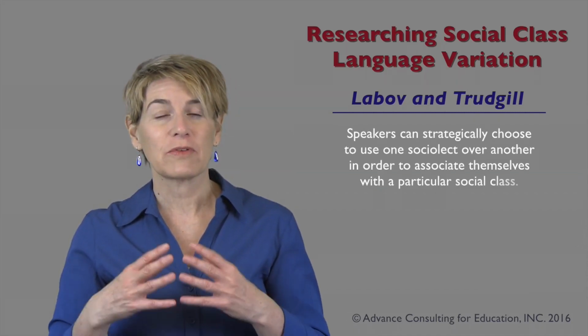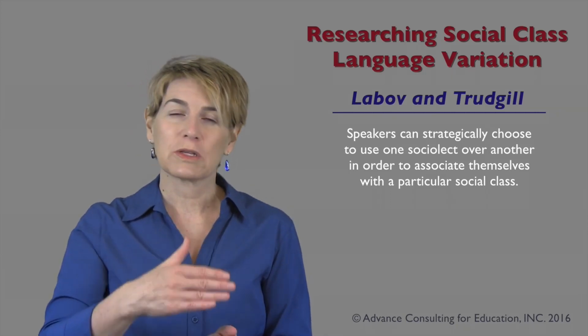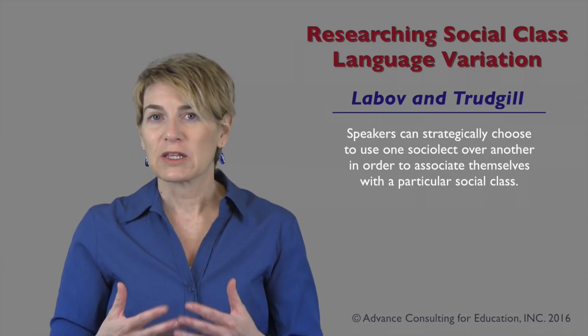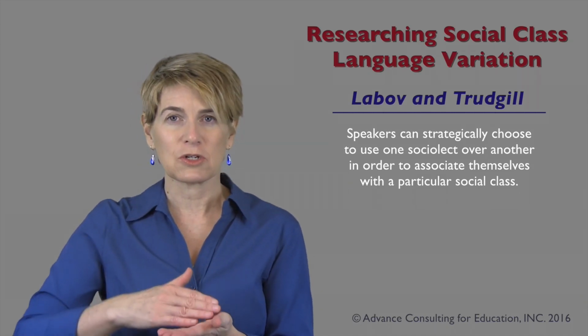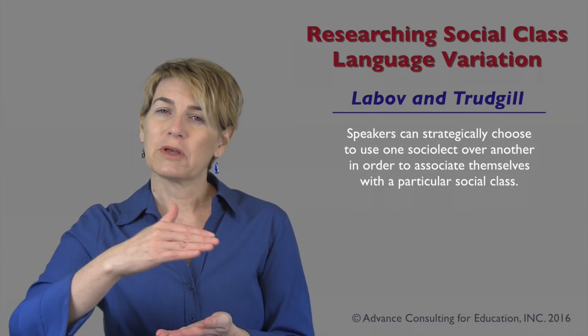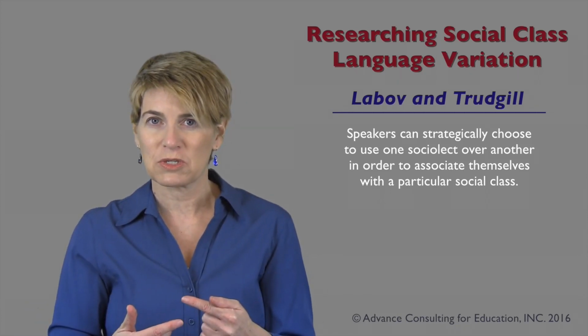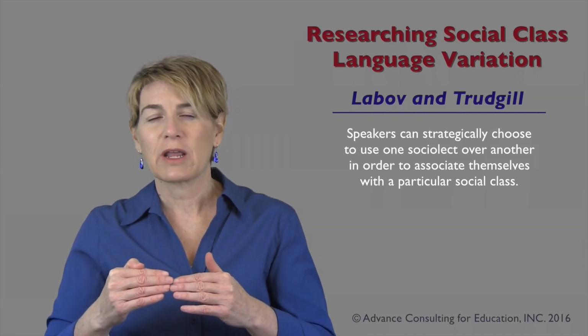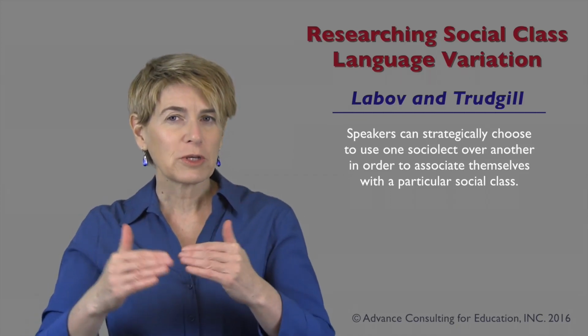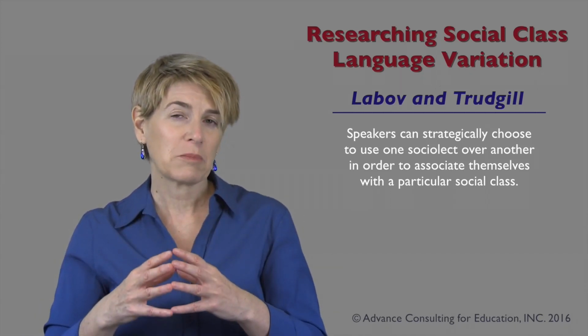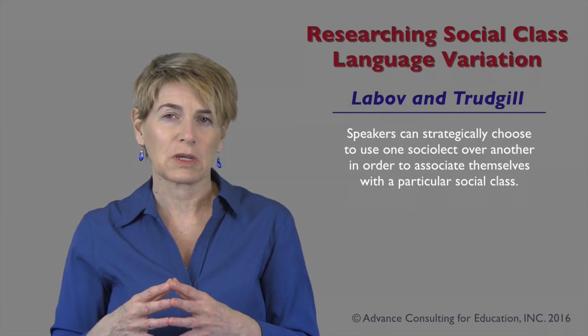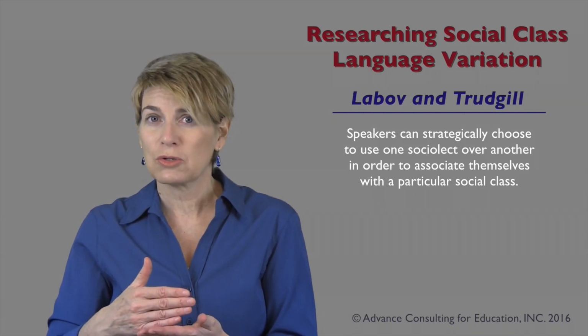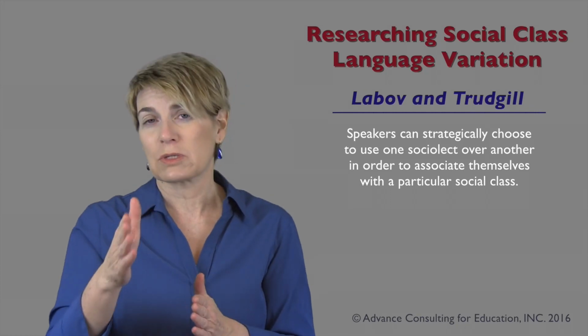Both Labov's and Trudgill's research showed us something else that's very interesting when it comes to language use and social class, and that is that speakers can actually very strategically choose to use one sociolect versus another sociolect. Hence, we get the salespeople in the department stores adjusting their language use depending upon the customers that are coming in and how those customers speak. So sociolect is much more fluid than we might think. And people can be very conscious about which sociolect they're using. And we can also very strategically choose, okay, I'm going to use this sociolect versus this sociolect.